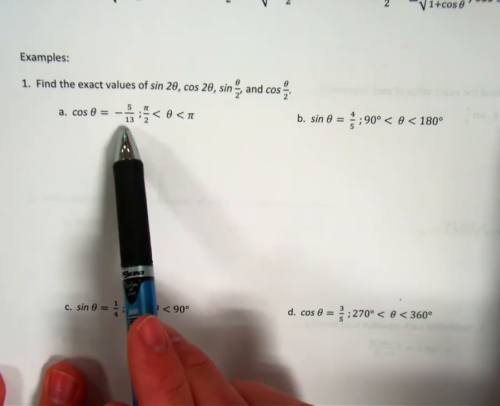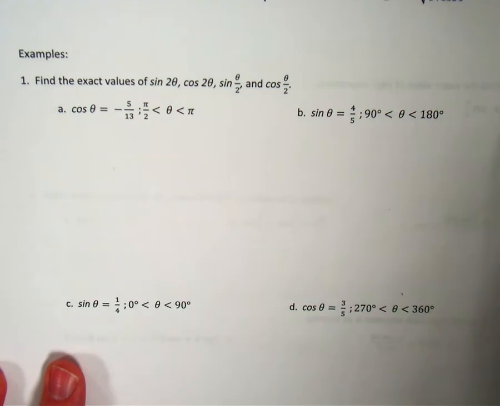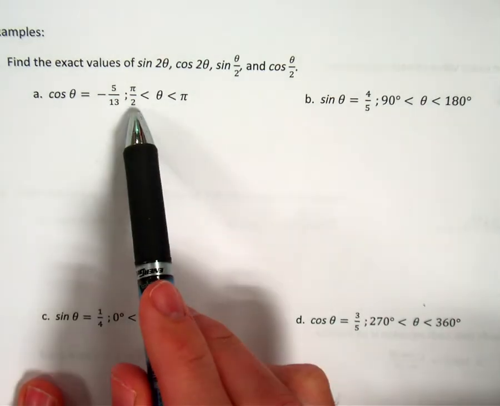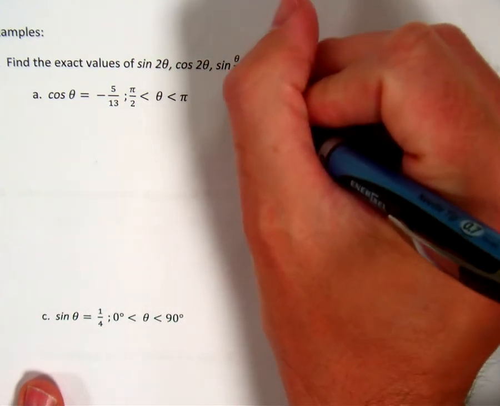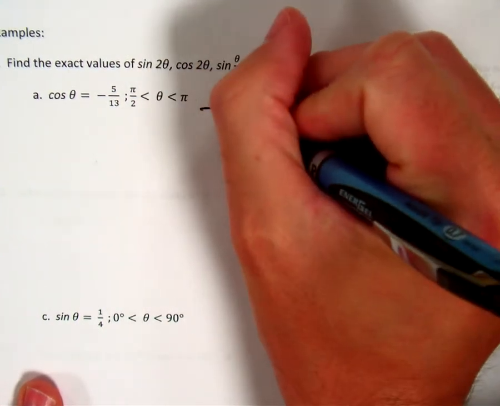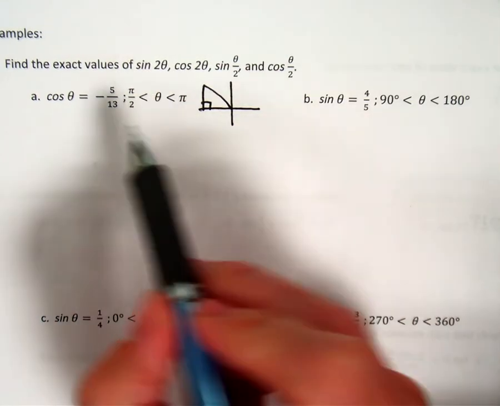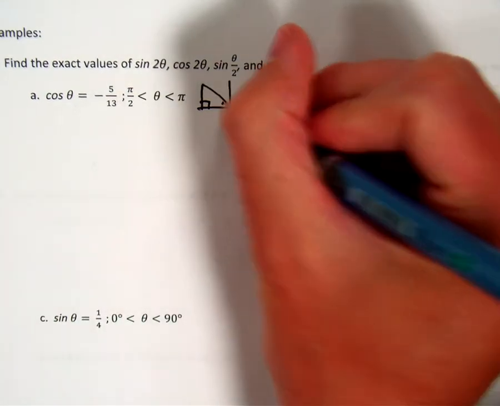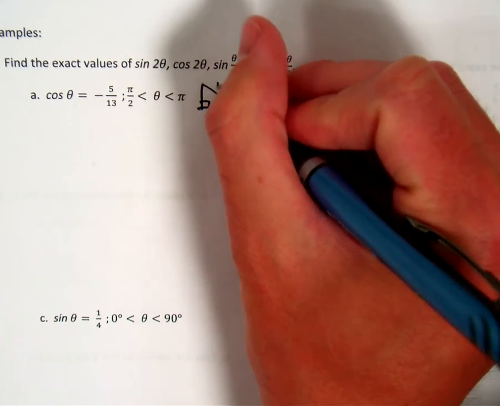All right, cosine of theta equals negative 5/13, and we are pi over 2 to pi. That's quadrant 2. So just a quick sketch here. We're in quadrant 2. Cosine is negative 5/13. So think back to what cosine is. Adjacent over hypotenuse, negative 5. Hypotenuse is 13.